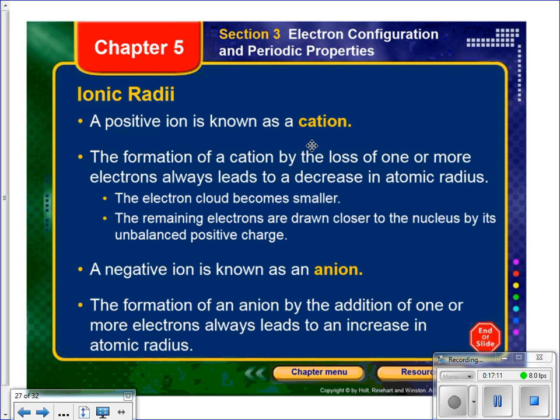Cations are going to come from the left side of the periodic table. These are going to be our metals. Anions are going to come from the right side of the periodic table. These are our nonmetals.